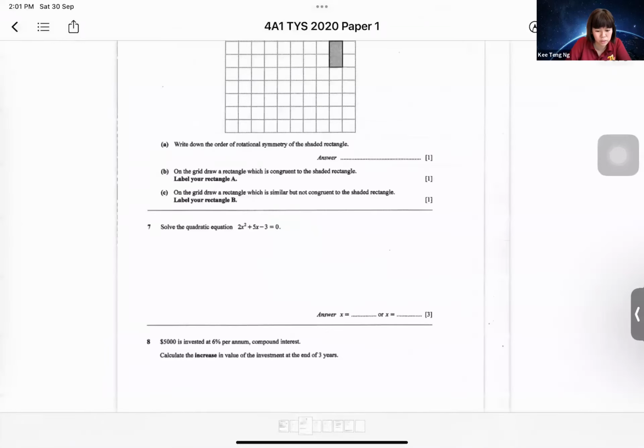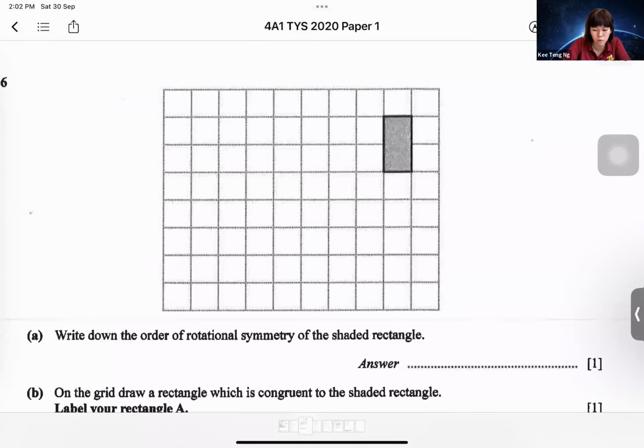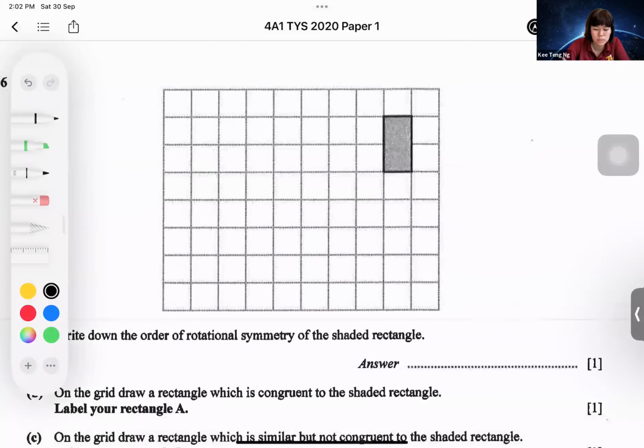Next question over here. Write down the order of rotational symmetry. In this case, I need to rotate this one 360 degrees. If I turn this the other way around, I'll still get a rectangle. I'll see it one time the same, then I go back to 360, the original. I'll see another time to be the same. So the order of rotational symmetry will be 2 in this case.